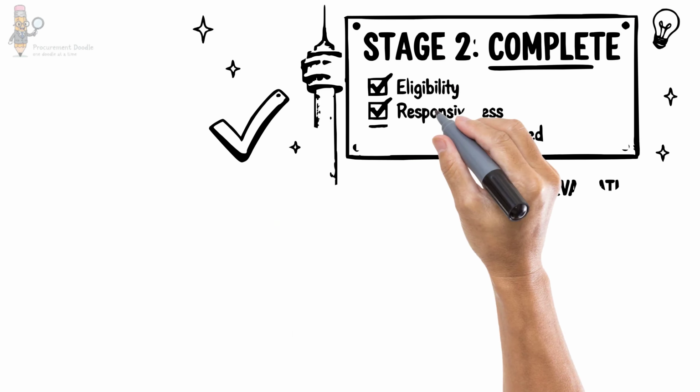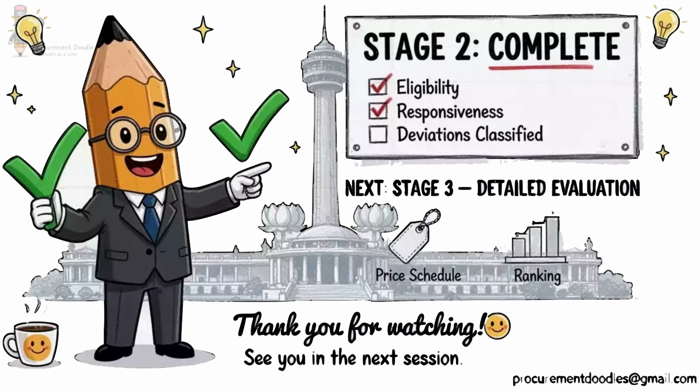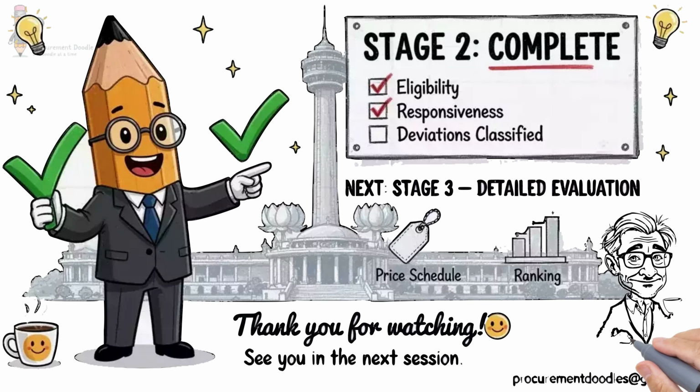This concludes our in-depth look at Stage 2 of the bid evaluation process, covering eligibility, responsiveness, and the critical classification of deviations. In our next video, we'll move forward to Stage 3, detailed bid evaluation, where substantially responsive bids are put through a rigorous cost comparison.